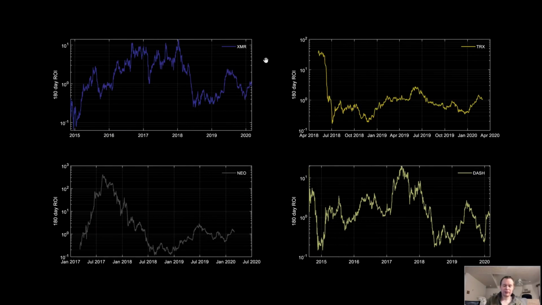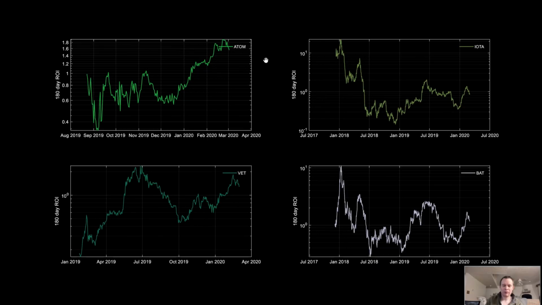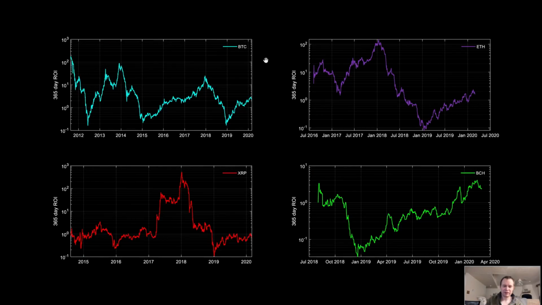We'll just skip through these. So let's look at the 1-year ROI. I think this one will be interesting. So 365-day ROI. This one is pretty obvious with Bitcoin. You can see the 360. So this is 1 year.